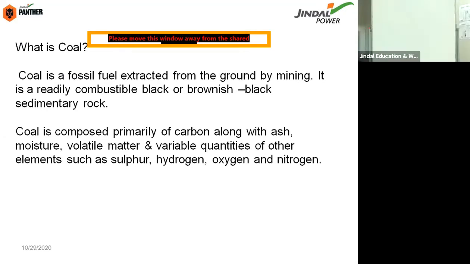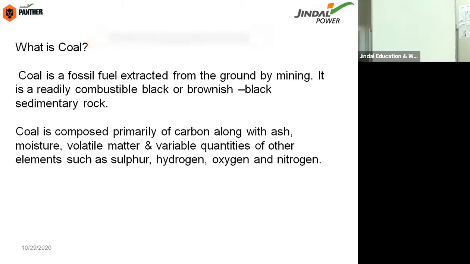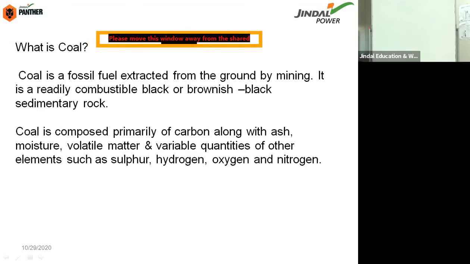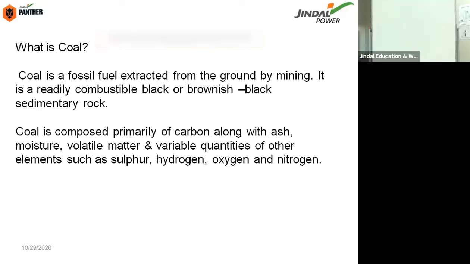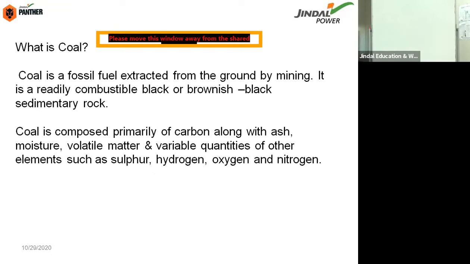This is the basic definition of coal. It is a fossil fuel, as I have already told you. As we know, due to earthquakes or any type of natural calamity, when trees and plants get trapped inside the ground at a very deep level, then over time, through geological processes of pressure and time, it converts into fossil fuel. Coal is composed primarily of carbon along with ash, moisture, volatile matter, and variable quantities of other elements such as sulfur, hydrogen, oxygen, nitrogen, and different types of minerals which we usually have in the Indian subcontinent. Next.